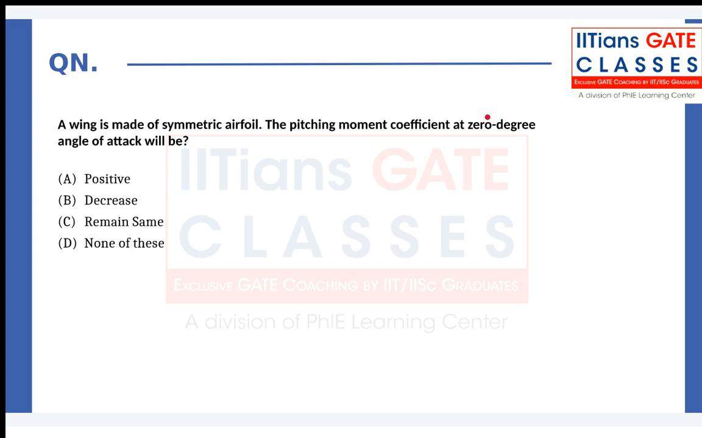Next question. If a wing is made of symmetric airfoil, the pitching moment coefficient at 0 degree angle of attack will be. We had discussed this, right? Okay, so I think the third option doesn't make sense. It should be zero. And this should be negative. Sorry about that. So which will be the right answer? Zero. Yes, correct. For a symmetric airfoil, the CP, that is center of pressure, and aerodynamic center are at the same point. So when we transfer the forces, it does not come with a moment. So there is no pitching moment for a symmetric airfoil. Cm0 equals zero for a symmetric airfoil. All right.